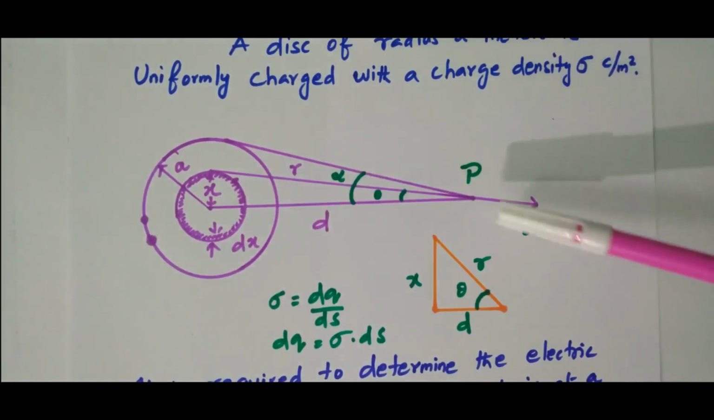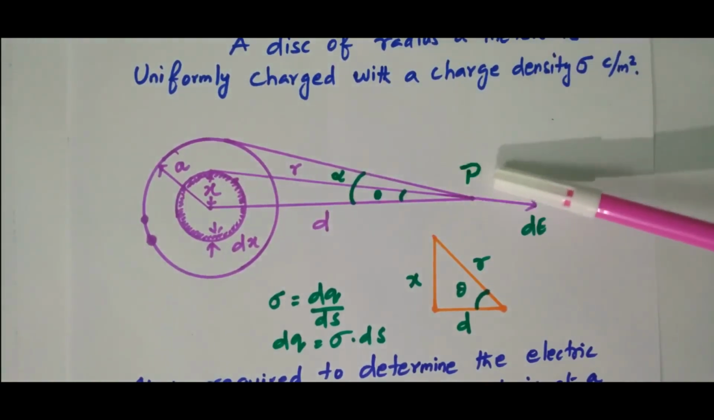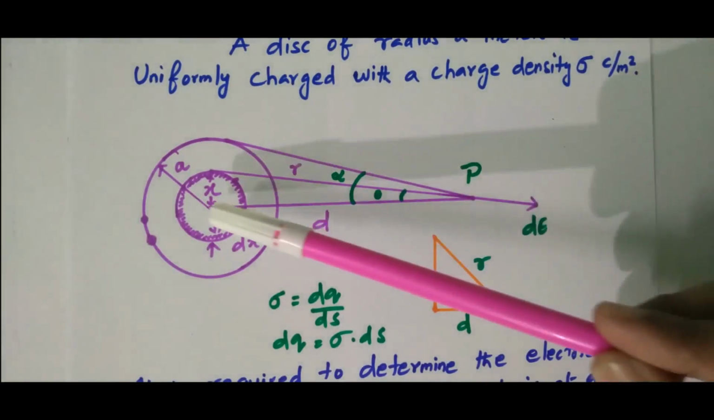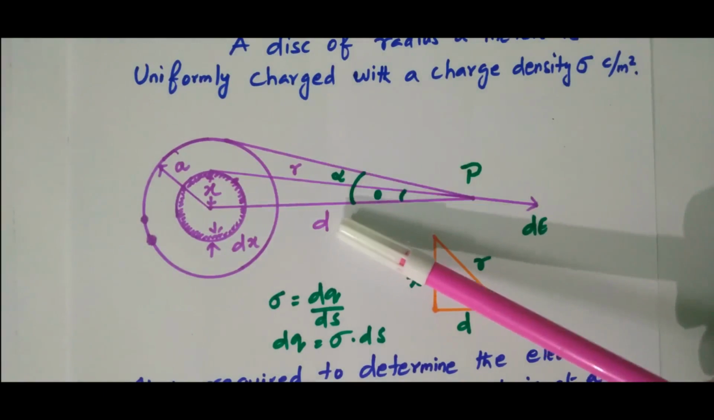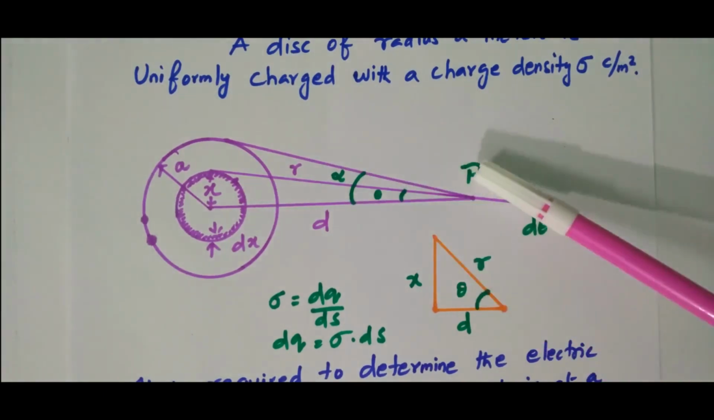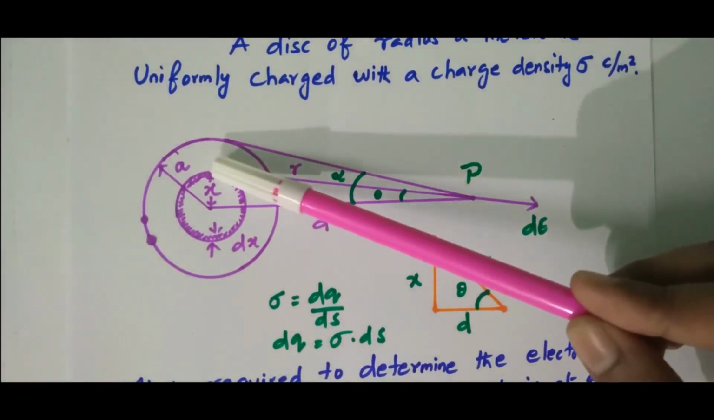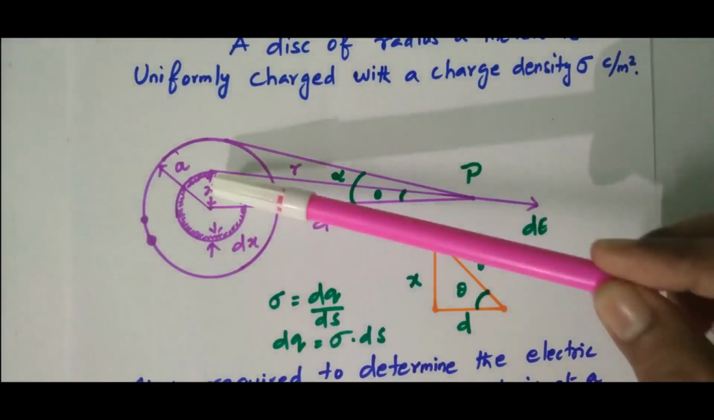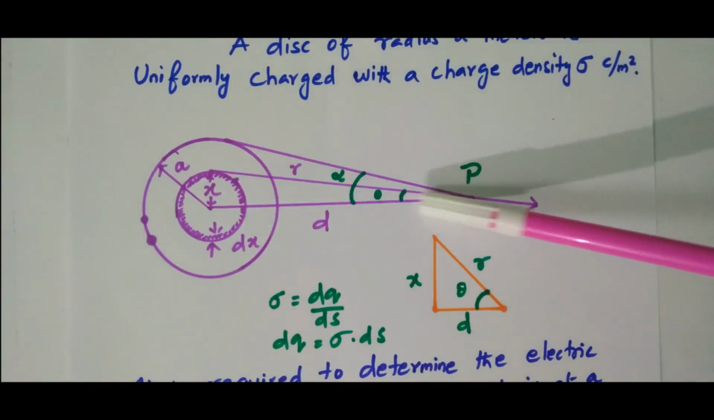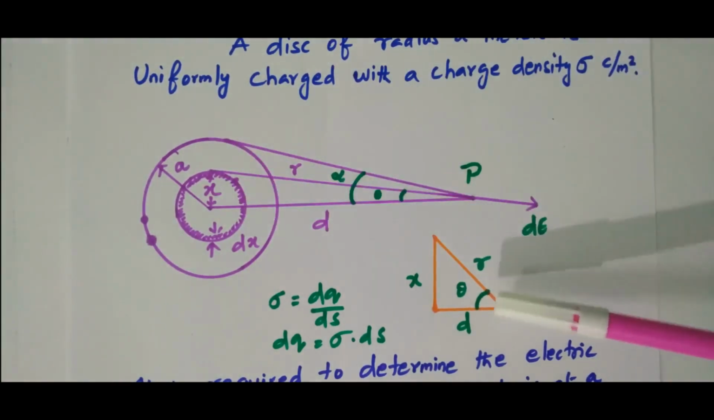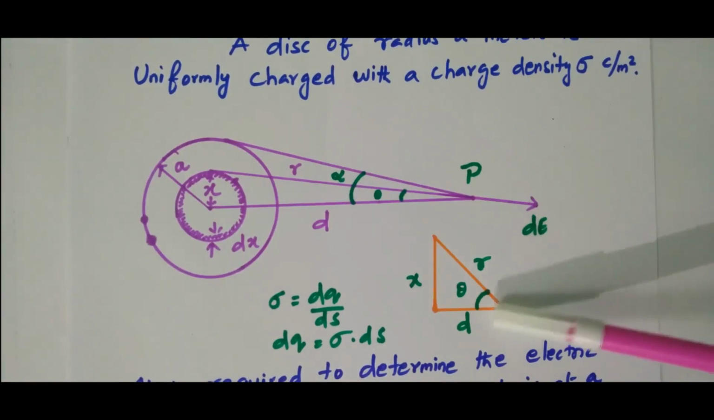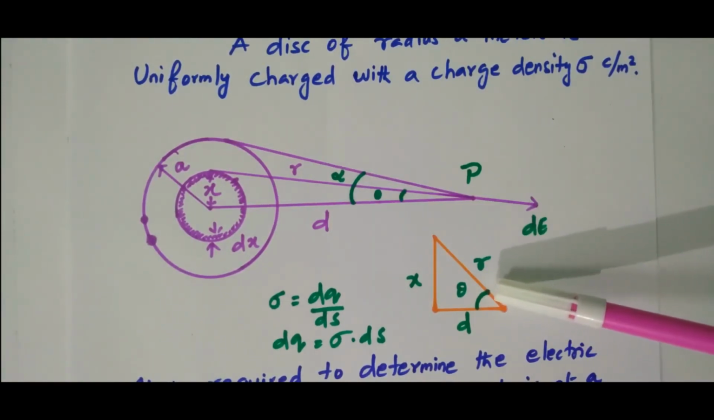Our aim is to find the electric field intensity at this point P. The distance between this point P and the center of the disk is d meters. The distance between point P and this small segment is r meter. This will be x meter. So this triangle is drawn separately here, d, x, r. During the calculation we can refer to this triangle.